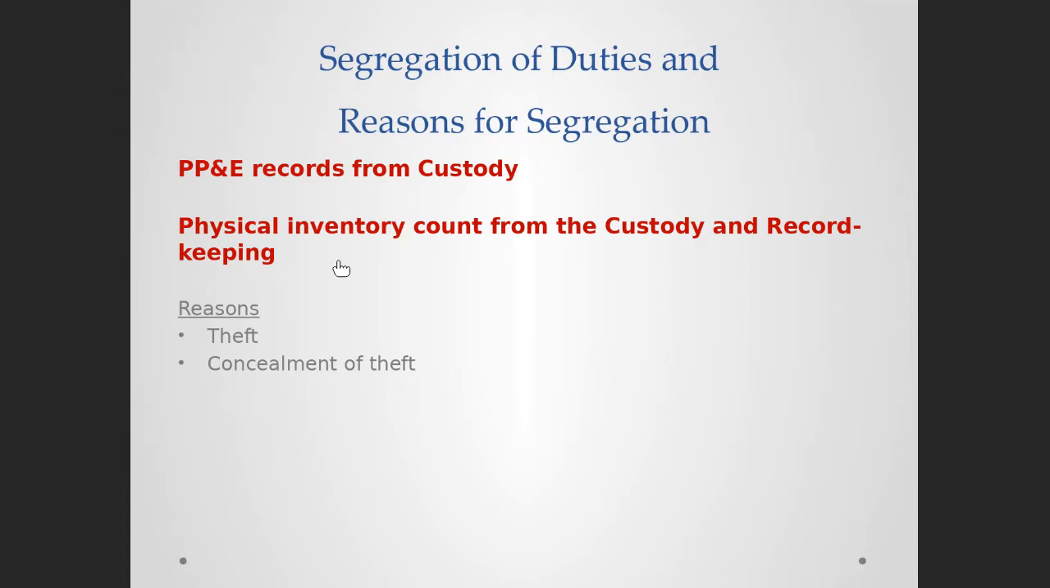So someone has the asset, I have the asset, someone has the records. A third set of people will come and count all the assets and say, okay, this laptop is in the record. Where is this laptop? This computer, this projector is in the record. Where is this physically present? So if a third set of people do that, then they will detect any theft or concealment of theft. Is that clear?